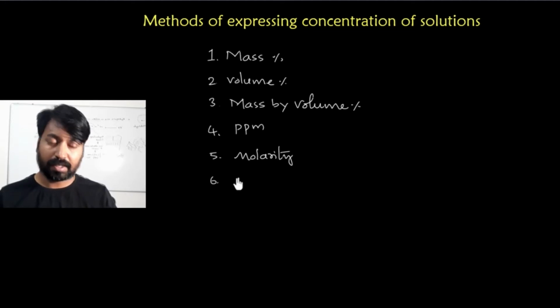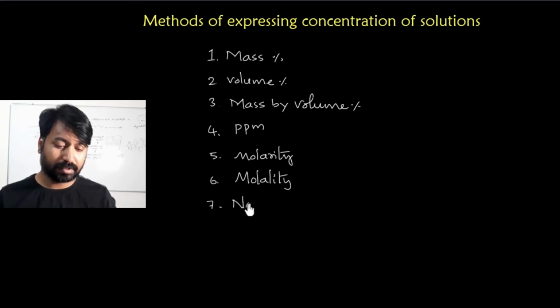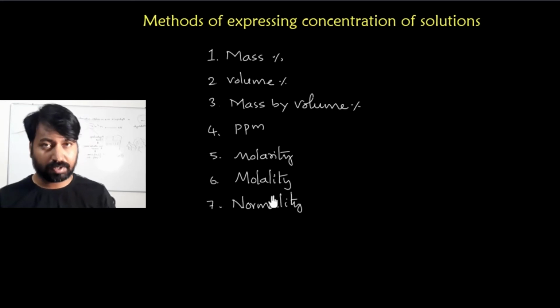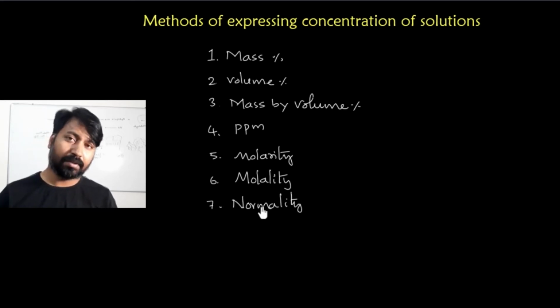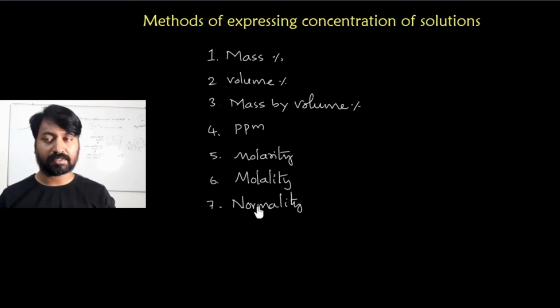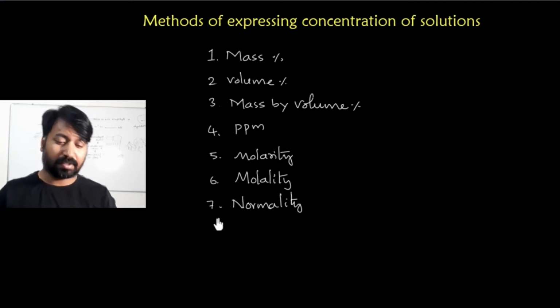Sixth one is molality, and the seventh one is normality. We have to discuss this normality because this is a very important term, and when we study normality, we have to study the equivalent weight, equivalent masses, and number of equivalents. And eighth one is formality.